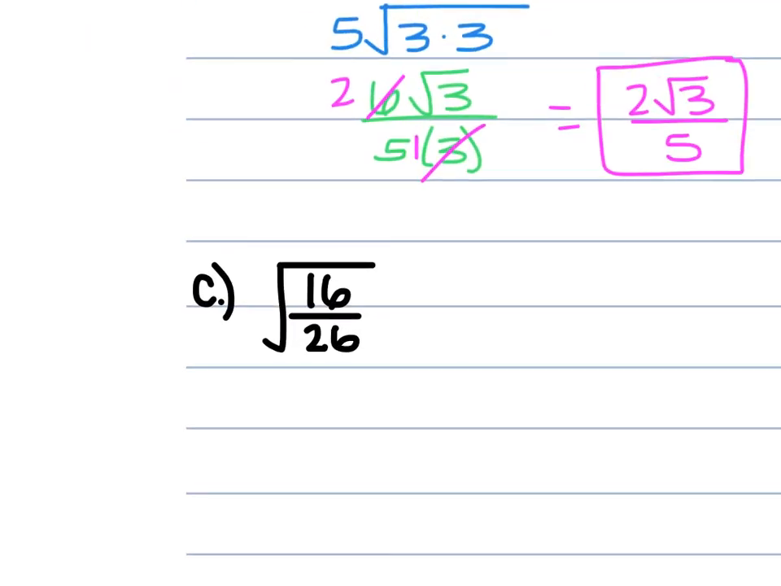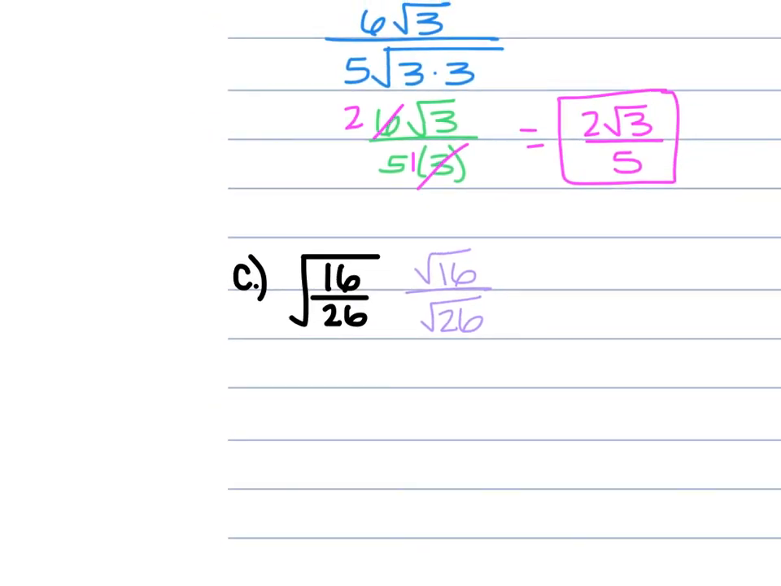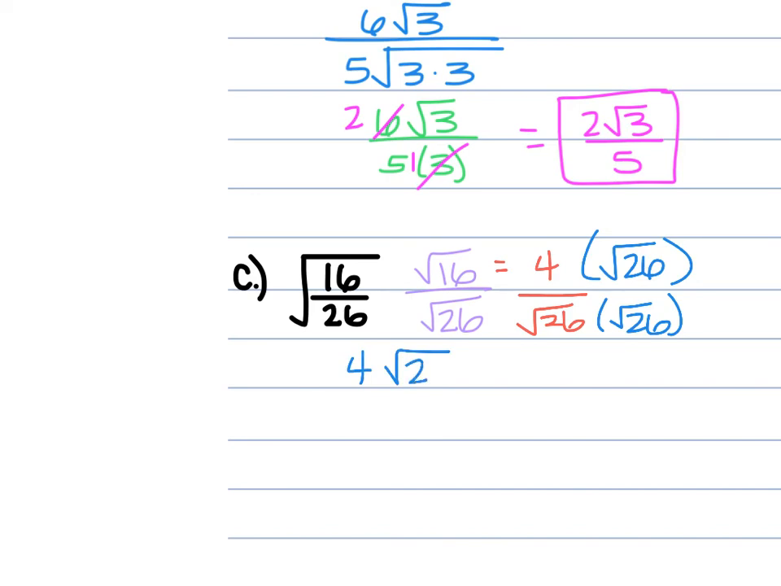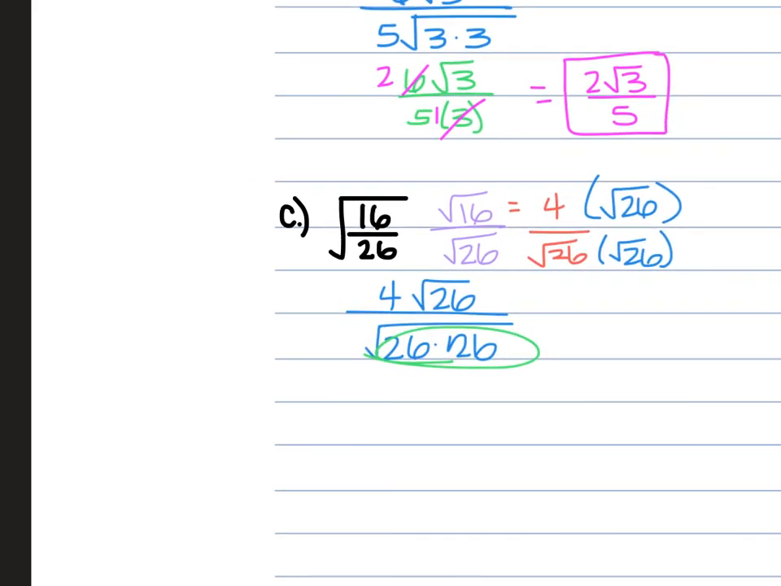For C, we have the square root of 16 over the square root of 26. The square root of 16 is 4. The square root of 26, however, is 2 and 13, so you cannot simplify the square root of 26. So we're going to multiply the top and the bottom by the square root of 26. So this is going to be 4 square root 26 all over the square root of 26 times 26. The two 26s pair up, so this is 4 square root 26 all over 26.